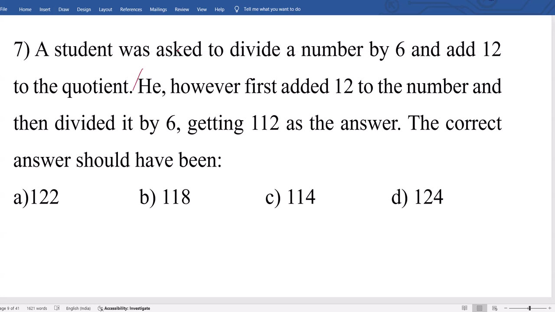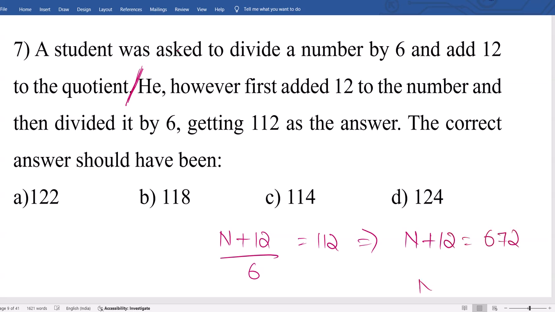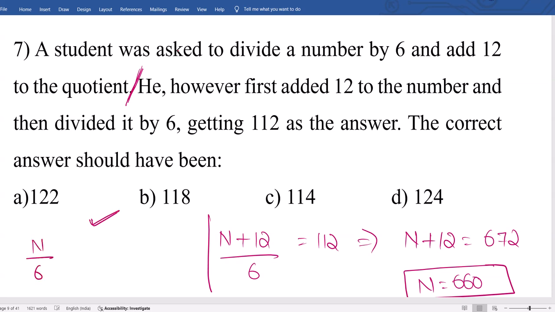So when he added 12 to the number, then divided by 6, he got 112. So number plus 12 is 112 into 6, which is 672. Number is 660. Sir, answer 660 is not there. No, it's not there because this is the wrong procedure. Correct procedure is, as per the question, first we have to divide the number by 6, then add 12. 660 divided by 6 is 110, plus 12 means 122. Option A is correct.